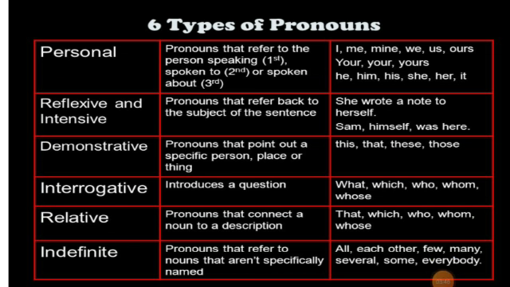And the sixth type of pronouns chart is here. The first one is a personal pronoun, which refers to a specific person or thing, and the form changes to indicate the person, number, or gender. So, they are I, me, mine, we, us, ours, your, yours, he, him, his, she, her, it.